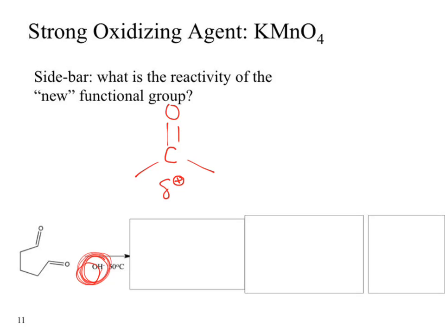Say with any of the reagents that happen to be floating around, like a negatively charged hydroxide. What happens?